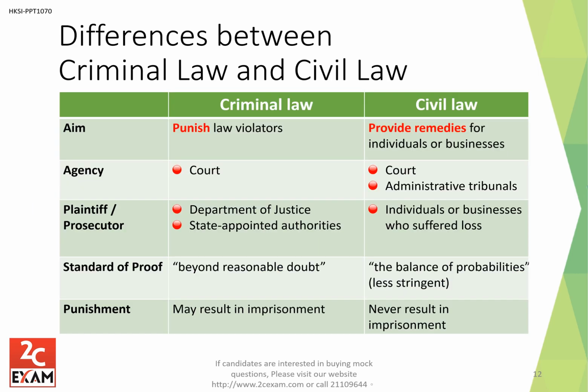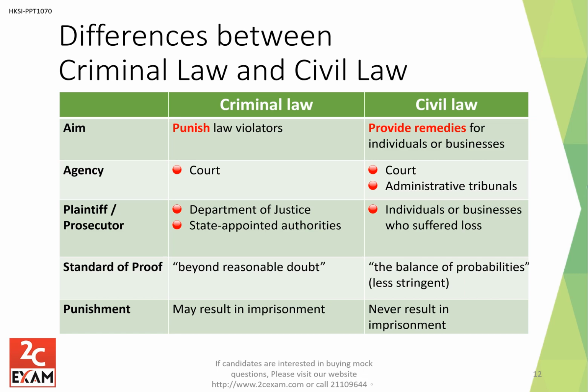Through this chart, we can compare the differences between criminal law and civil law. Remember, the purpose of criminal law is to punish those who have committed a crime, while civil law only requires providing remedies for individuals or businesses that have suffered loss as a result of the actions of another person. In terms of the judicial system, only the court can handle criminal cases, while civil cases can be heard in court or by administrative tribunals.